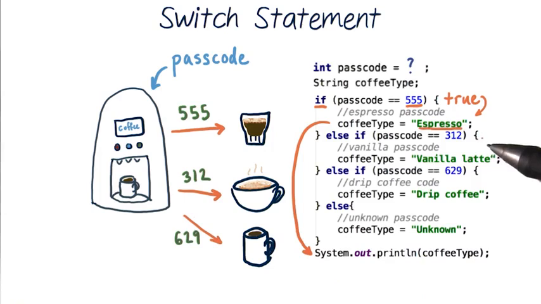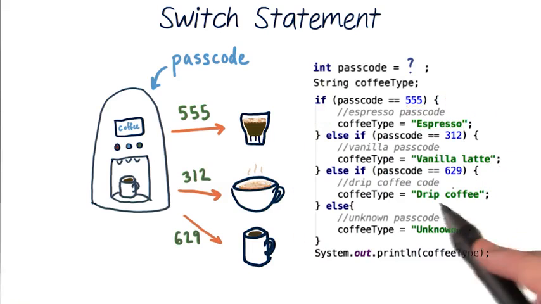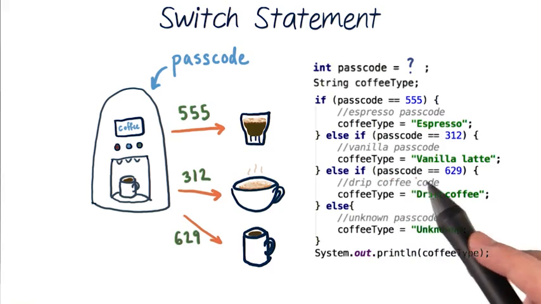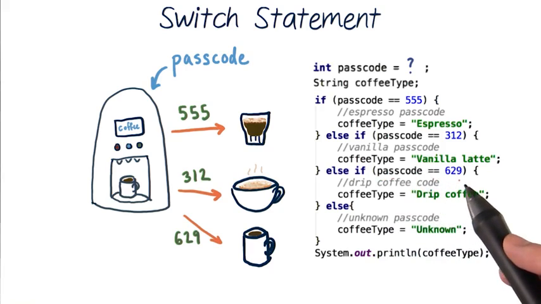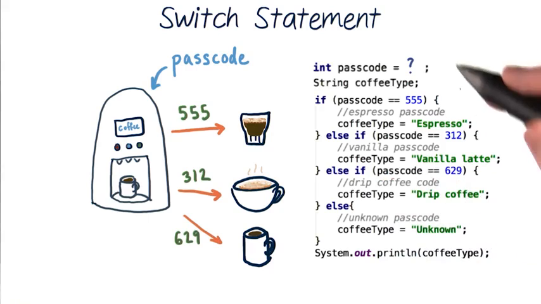And the rest of this code works similarly. We check if the passcode is equal to 312. If it's not, we then check if it's equal to 629. And if it's not equal to any of these, our coffeeType will be set to unknown. But this type of code can get really long for multiple passcode checks, and we're doing a similar check for equality in each of these test conditions. We're saying passcode equals some specific value. And Java gives us another way to write this code, with a switch statement.